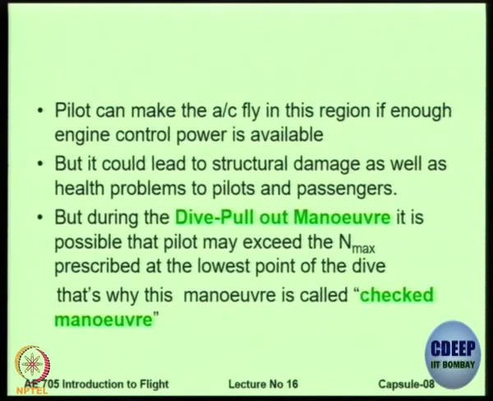That is why this dive pull out maneuver matters. Look at many of the videos available on YouTube of aircraft disintegrating during dive pull out. Some very enthusiastic pilot pulls it into a dive and then it breaks. It has happened. That is why we call it a checked maneuver. You have to check; the pilot simply cannot pull the control stick.